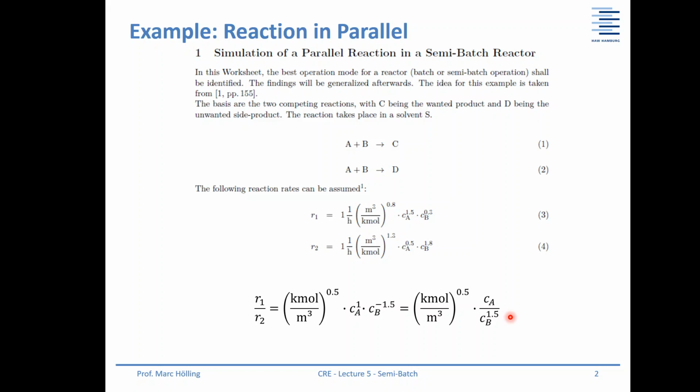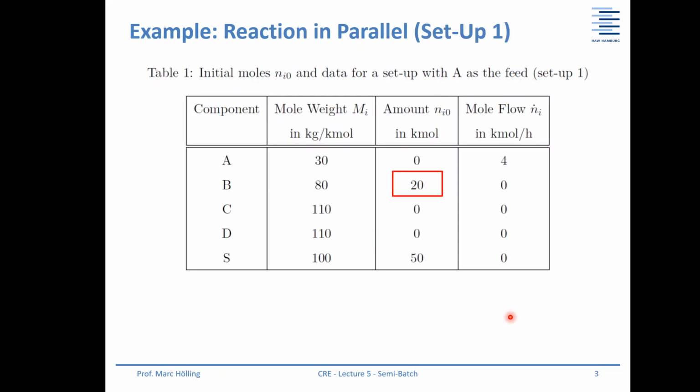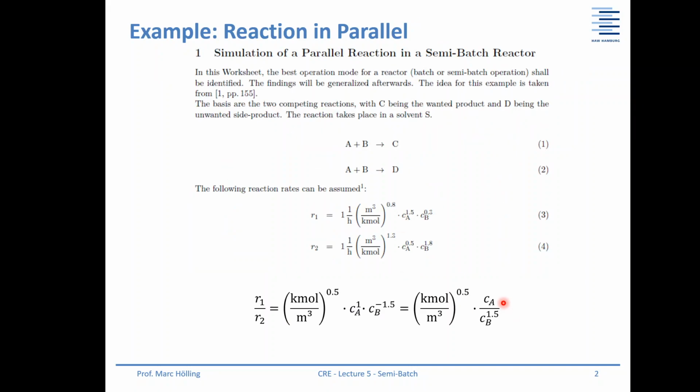And then I gave you 3 setups which you should simulate. Setup 1 was you start with a high amount of component B and you continuously feed your component A to this reactor. So semi-batch operation, you know this already, and for this you can just use your MATLAB code where we use the Euler scheme, and then you can simulate it. With the first setup you have a continuous feed of component A, so this means you have a rather low concentration over a long period of time, and you start with a high amount of component B. So if you look at the ratio, you will find out that this should be kind of a bad solution.